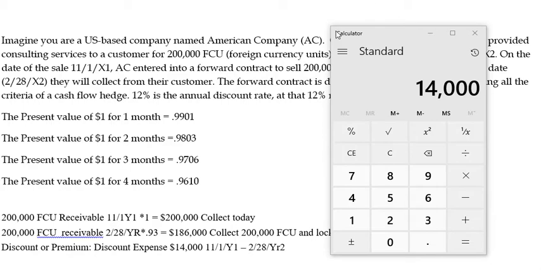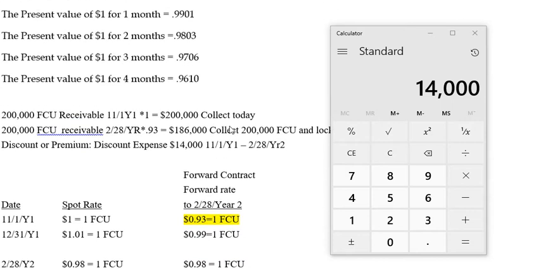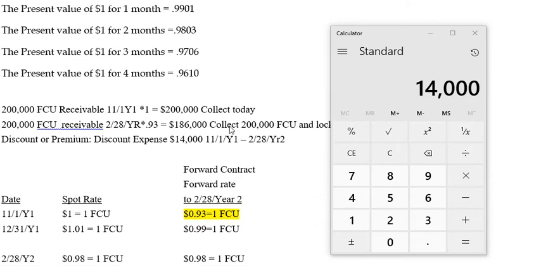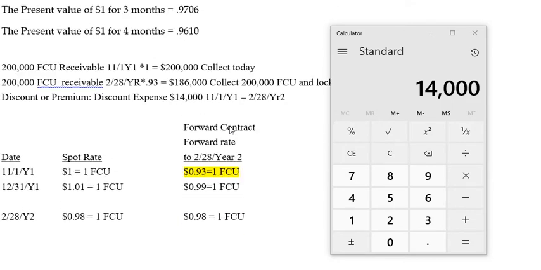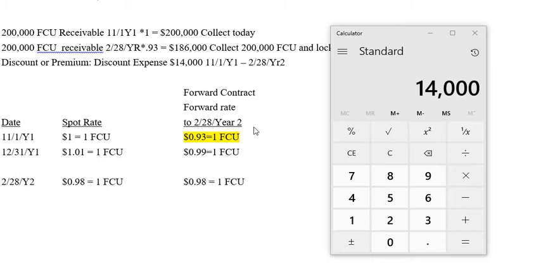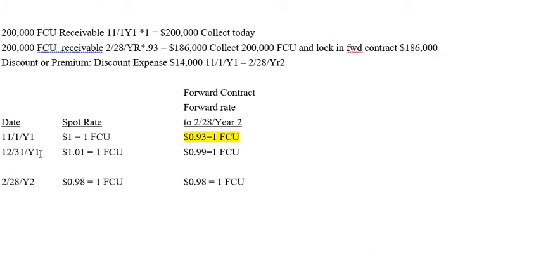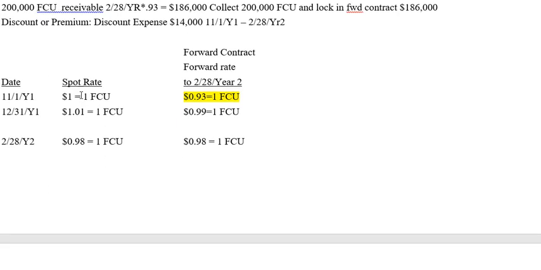Okay, so continuing on with where we left off, we knew the discount expense and we had divided it into two sections, and we had recorded our initial accounts receivable at 1-to-1. It was a 200,000 accounts receivable, but now it's year end, so we need to adjust our receivable up or down based on the change in the foreign exchange rates.